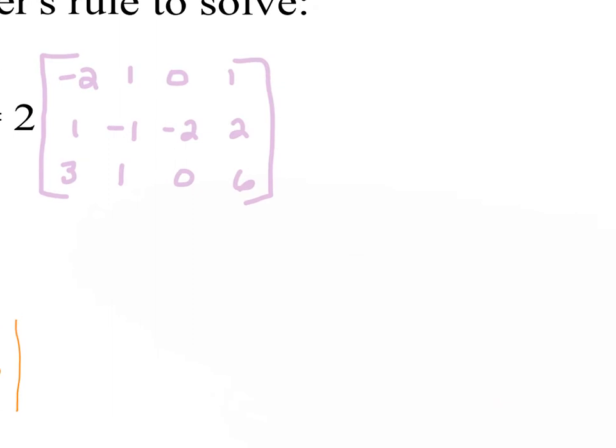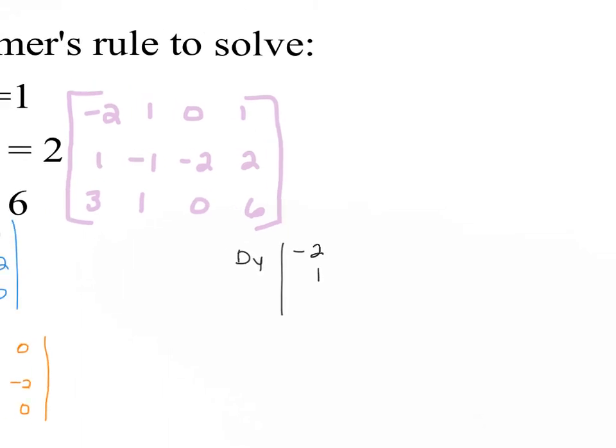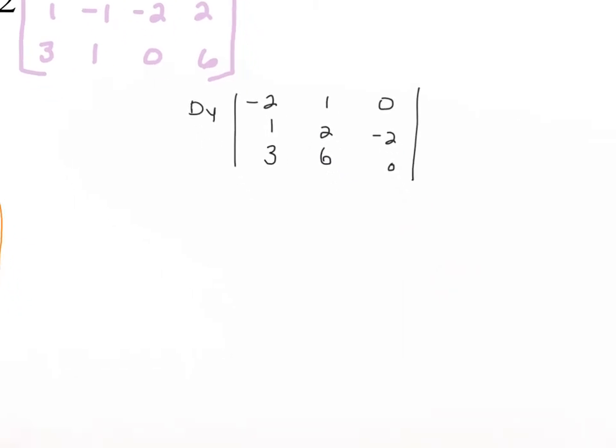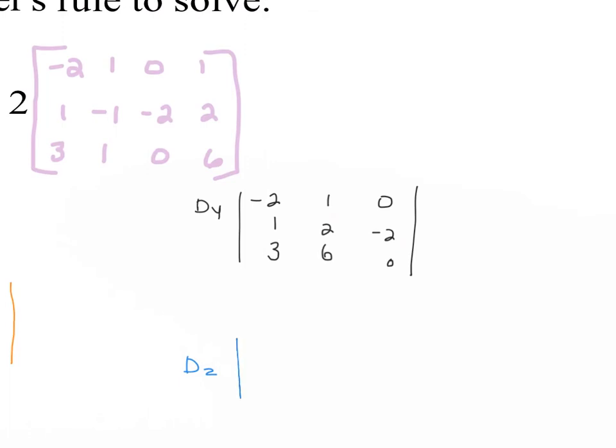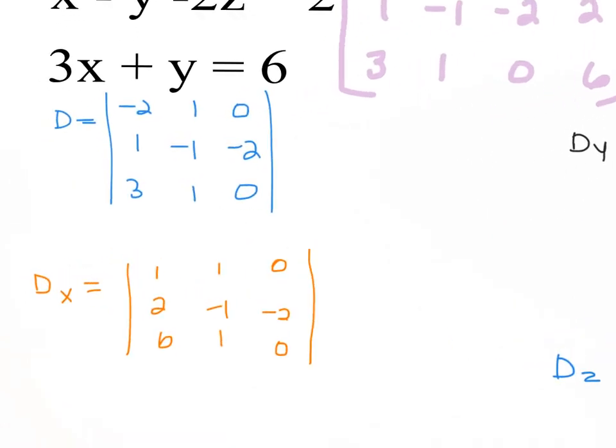And then I would do D sub y. So I leave the x's, take out the y's, put the constants, leave the z's. And D sub z: the x's, the y's, and the constants. And then go through and do the determinant for each of these.